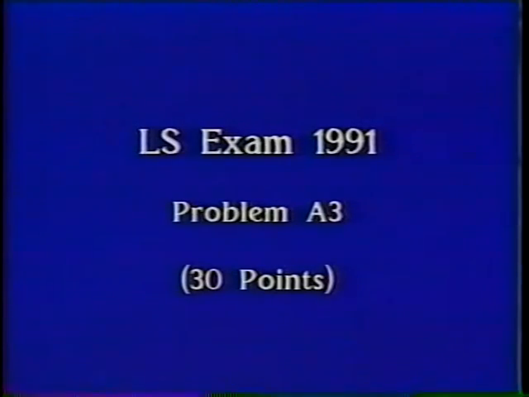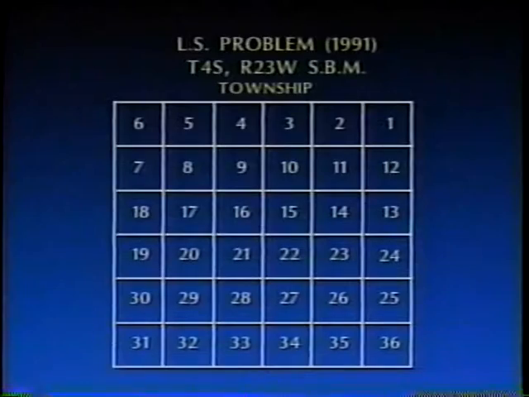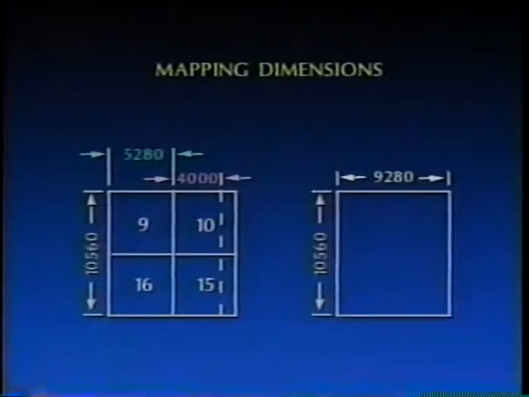Now let's work the photogrammetry problem on the 1991 Land Surveyor's test. Problem statement. Your client owns sections 9 and 16 and the westerly 4,000 feet of sections 10 and 15, Township 4 South, Range 23 West, San Bernardino Basin Meridian.